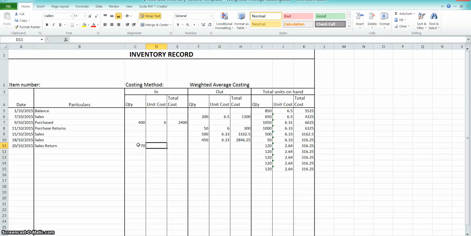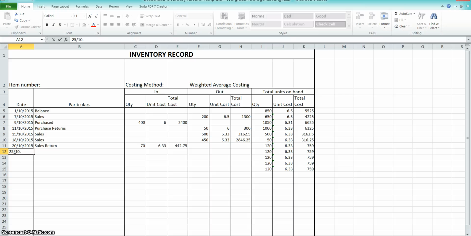Now, they were sold on the 18th of October, so we need to go back to the 18th and use that amount there. So that'll be equals G10, so it should be $6.33. Multiply those together and update it. So you can see that we had 50, we've added another 70, we're back to 120. Make sense?